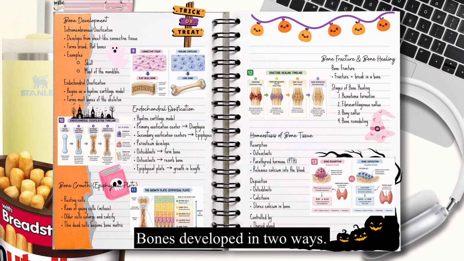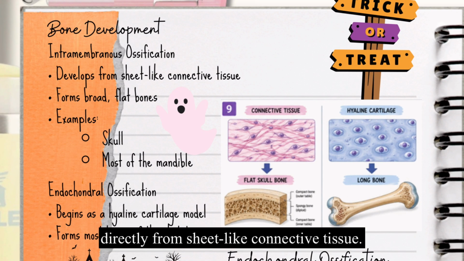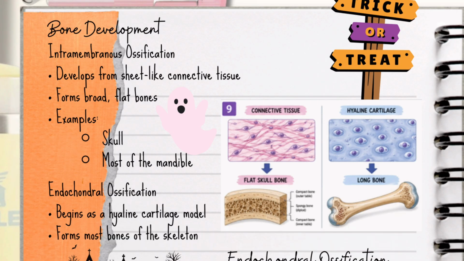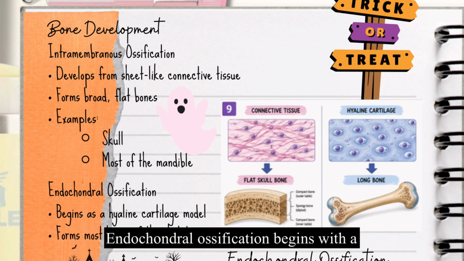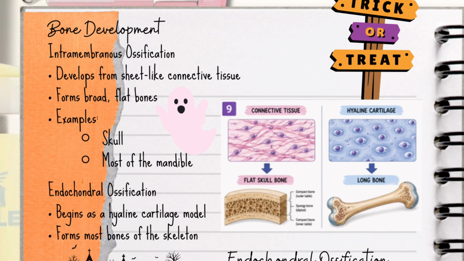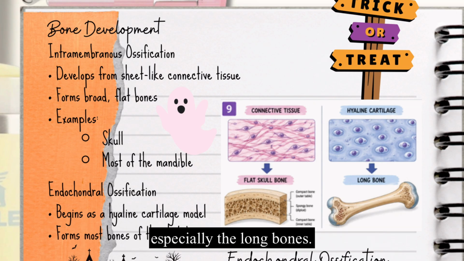Bones develop in two ways. Intramembranous ossification forms bone directly from sheet-like connective tissue. It produces many flat bones, including the bones of the skull and most of the mandible. Endochondral ossification begins with a hyaline cartilage model, which is gradually replaced by bone. This process forms most bones of the skeleton, especially the long bones.